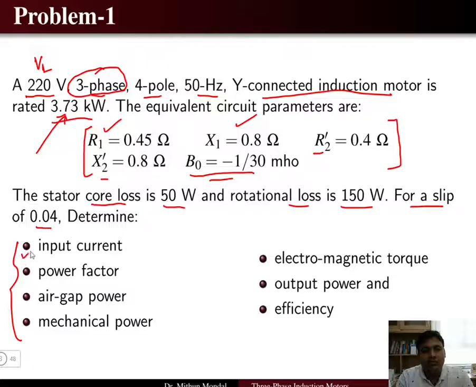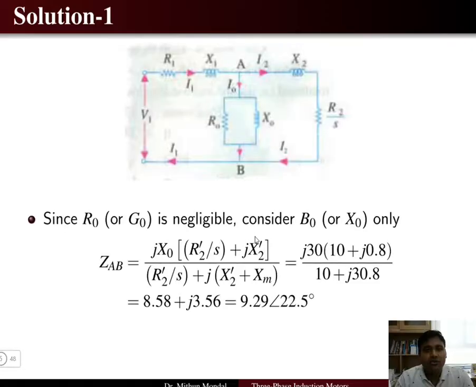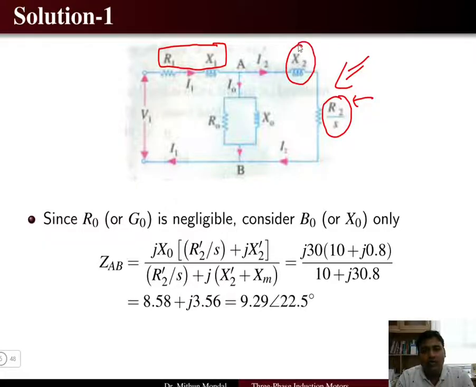So we have to determine the input power, power factor, air gap power, mechanical power, electromagnetic torque, output power, and the efficiency. So let us see the solution. Here we have the equivalent circuit of the induction motor. R1 and X1 are basically the resistance and reactance of the stator, and here we have R2 by S, which is basically the mechanical load equivalent to the electrical load, and X2 is basically the rotor reactance.